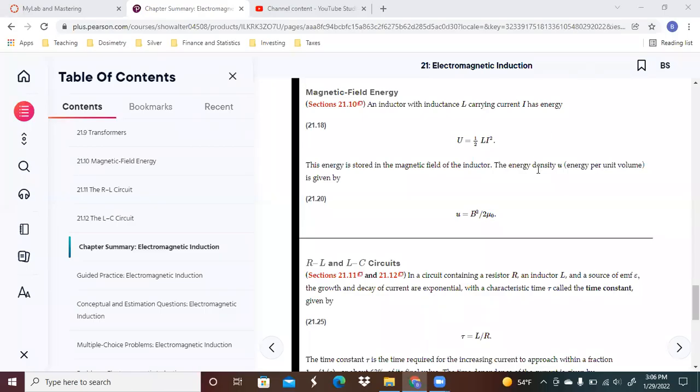This will be the final part of the lecture over chapter 21. We'll be dealing with sections 10 through 12. We're going to look at magnetic field energy, and we're also going to look at RL and LC circuits.